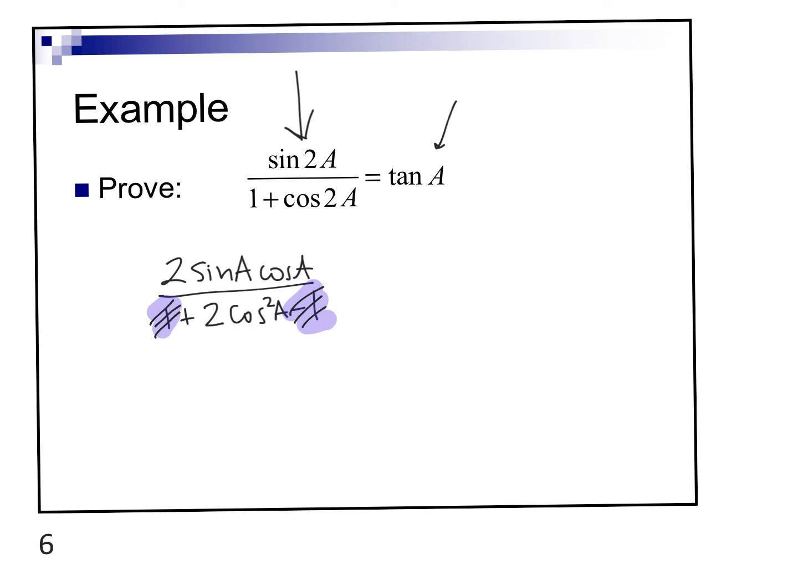Now I can do some more canceling. That 2 cancels with that 2. This cosine cancels with one of these cosines. And then the sine of A divided by the cosine of A is, voila, tangent of A.